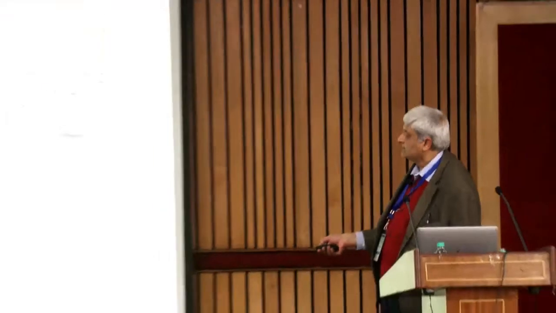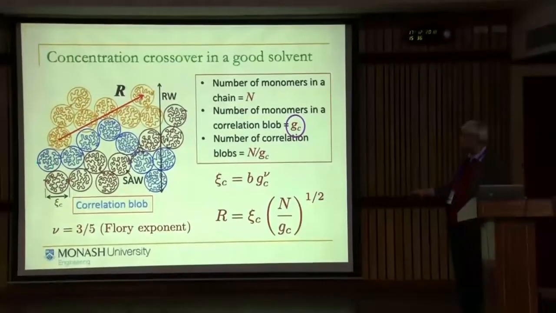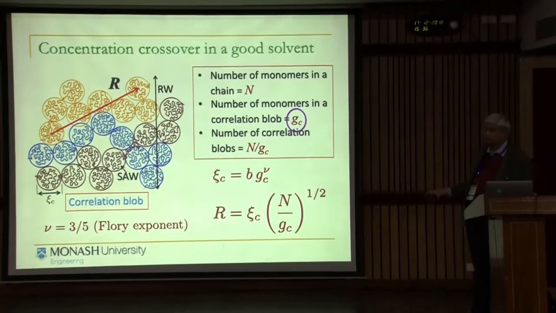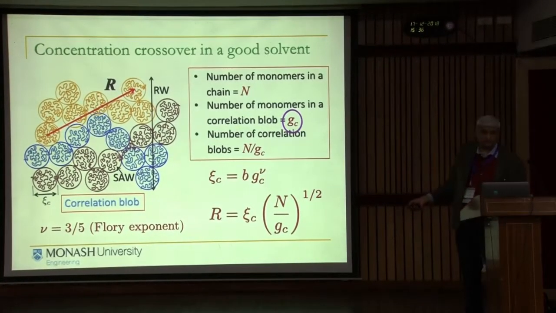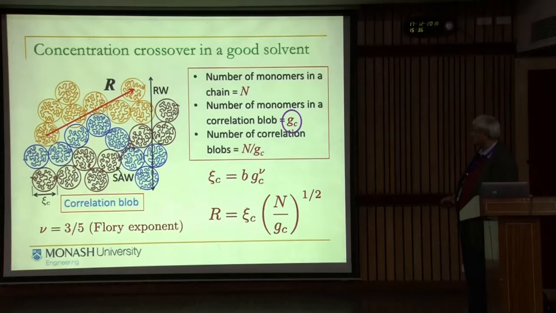So for the semi-dilute solution, he reduced this problem to one of dilute within a blob and concentrated on length scales larger than a blob. And I won't go into the details, but things like hydrodynamic interactions and excluded volume interactions are screened on the length scales of the blob because they don't exist in concentrated solutions, and you only have them in dilute solutions. What we need to take away is that the length of the chain within a correlation blob is called gC in my notation, and the number of correlation blobs would be N over gC, okay, with the size given by xi C. So that's the general background.